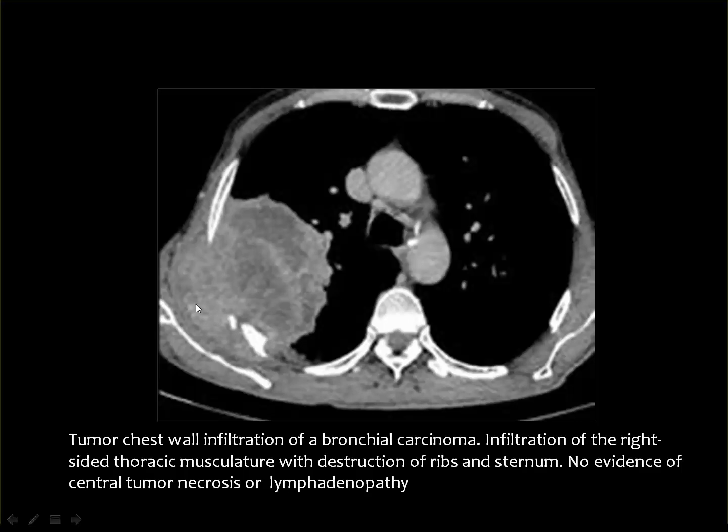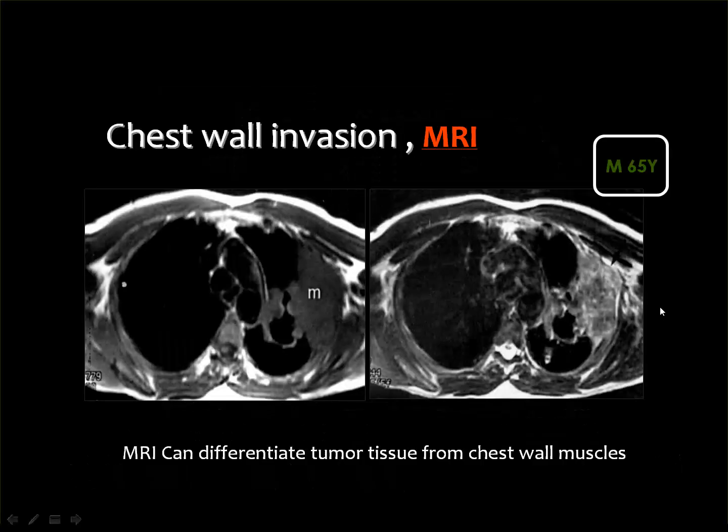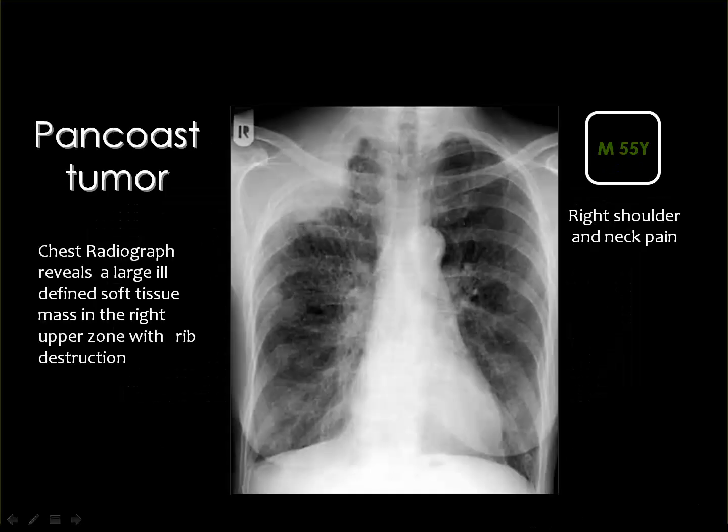And this is another example. And you can see here destruction of the rib and extension of the tumor outside the thorax. And the invasion of the chest wall in the early days was a contraindication for surgery, but now it is no more a contraindication for surgery. And also the MRI is better for evaluation of chest wall invasion, especially if the destroyed rib is not that evident in the CT scan, because of the signal difference between the tumor and the chest wall muscles.